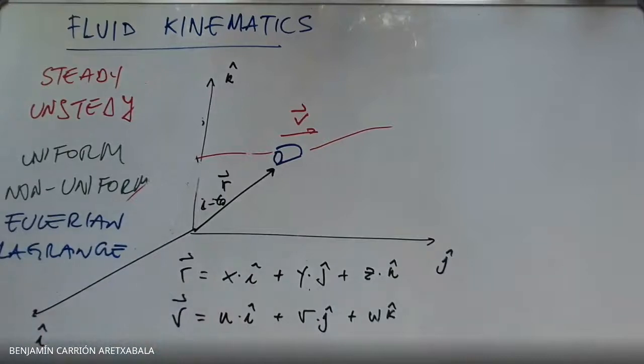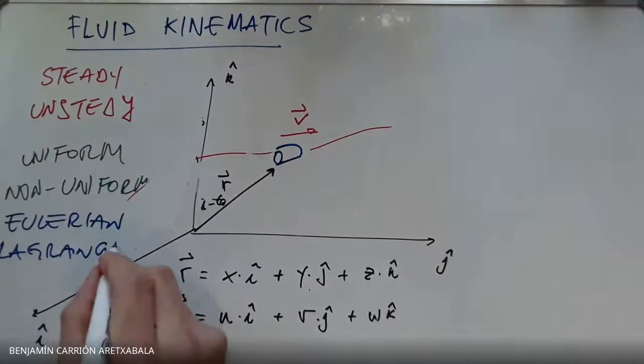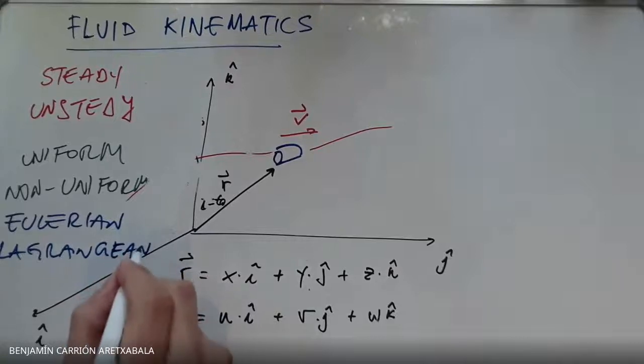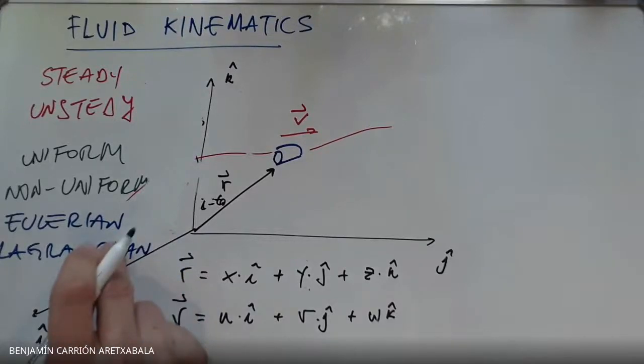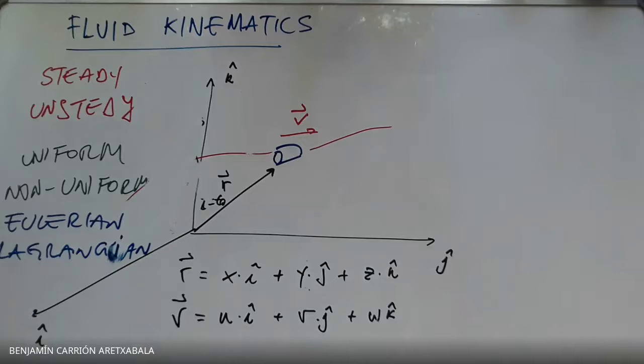Lagrange. I don't know if you speak English or French, you can pronounce it better. But so we have the Eulerian and the Lagrangian approaches. Lagrangian, with a Y. Okay, Lagrangian approaches. What are these two approaches?